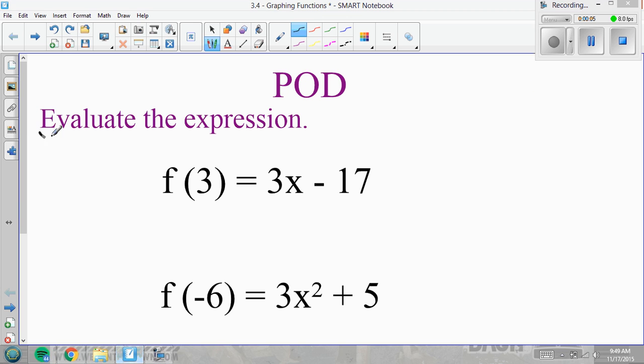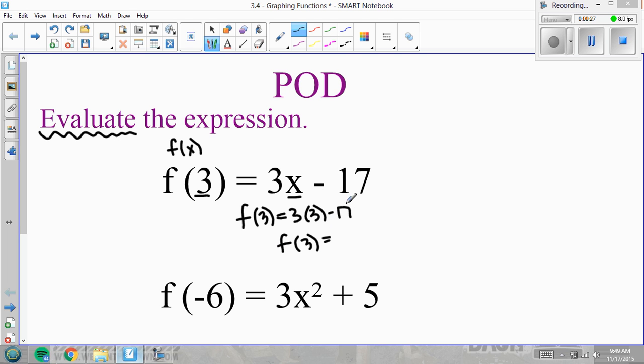Okay, so they want you to evaluate. So when they want you to evaluate, they want you to find f of 3. So normally, remember, it's f of x. So they want you to plug in 3 anywhere that you have an x. Okay, so I want you to find when x is 3.